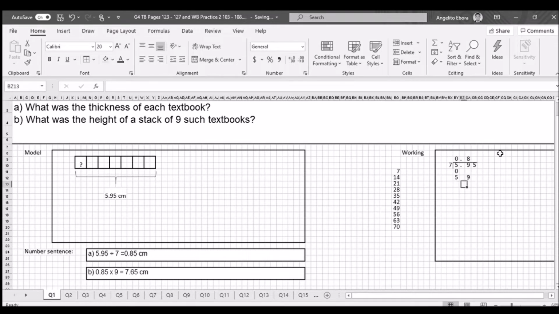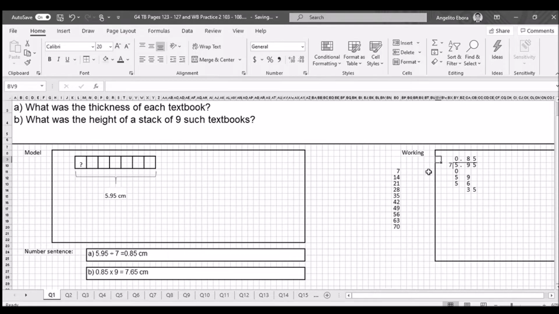So 8 times 7 is 56. Then subtract the two numbers. 59 minus 56, or 9 minus 6, is 3. Then we still have a digit 5 left, so use 5. So 35 divided by 7 is 5. So 0.85. So our answer is correct.